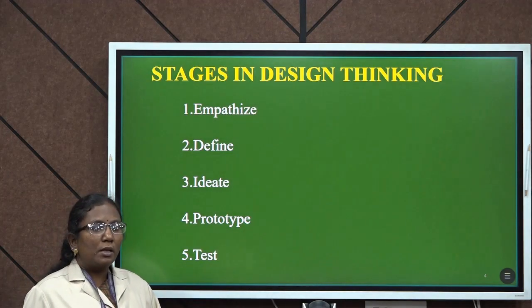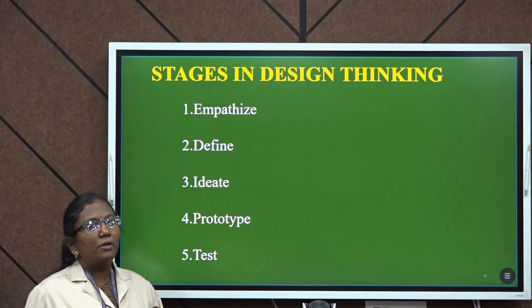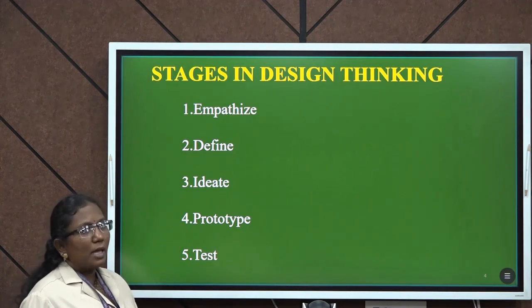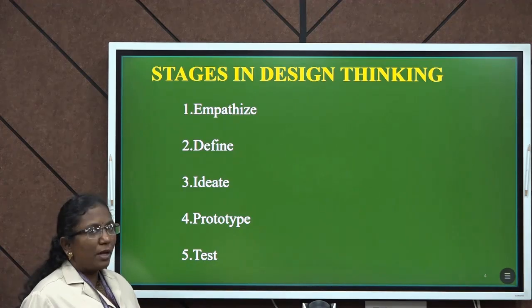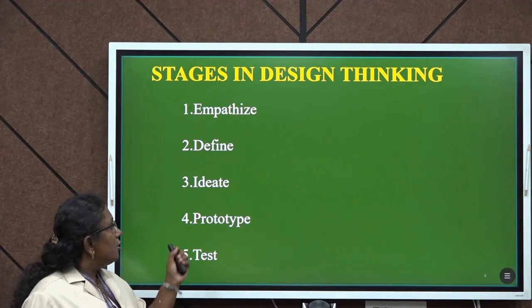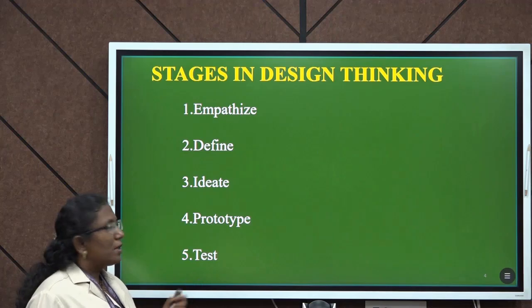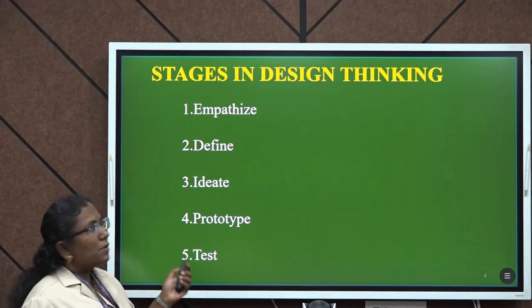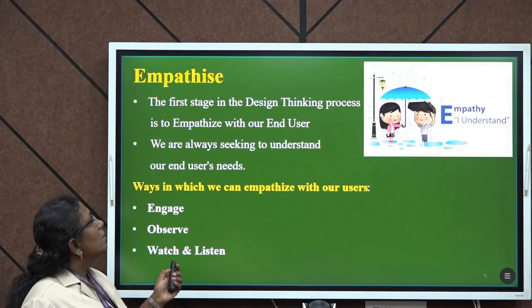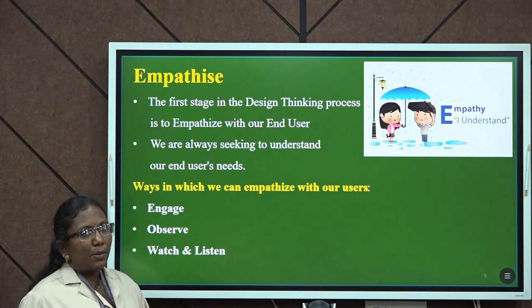Next we move on to the stages in the design thinking process. It majorly consists of 5 different stages. The first one is empathize, the second one is define, the third one is ideate, the fourth is prototype, and the last one is the test part. So let me discuss one by one. The first one is empathize.